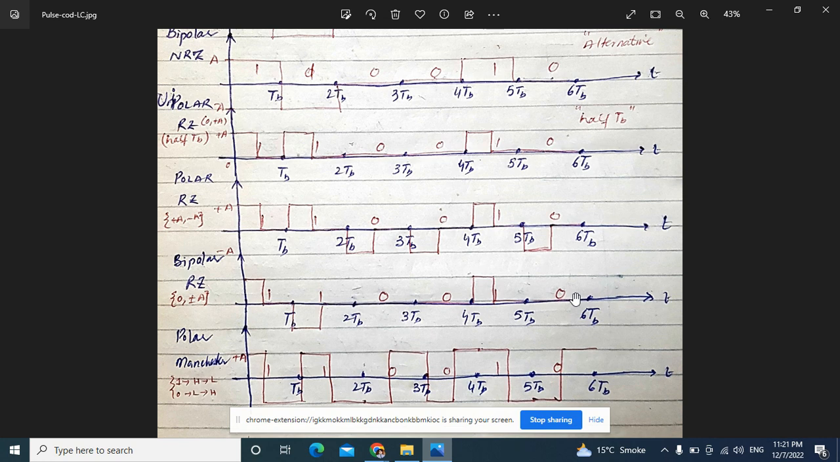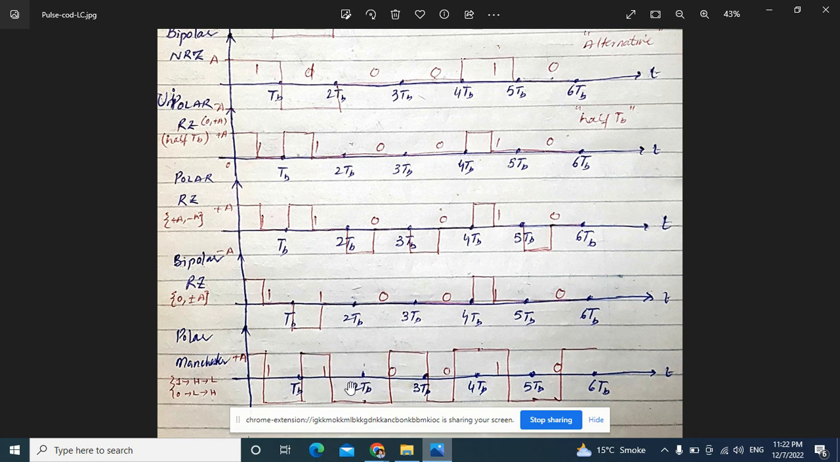If the pulse shaping is Manchester and the line coding is polar, then if the bit is 1 you go from high to low, and if it is 0 you go from low to high. So the first bit is 1, so for the first half of the duration it will go from positive A to negative A. The second bit is again 1, so it again moves from the higher value to the lower value.